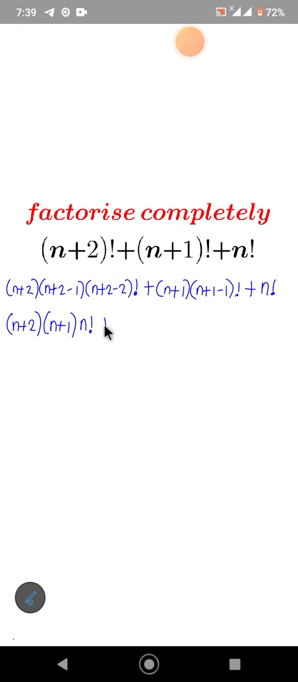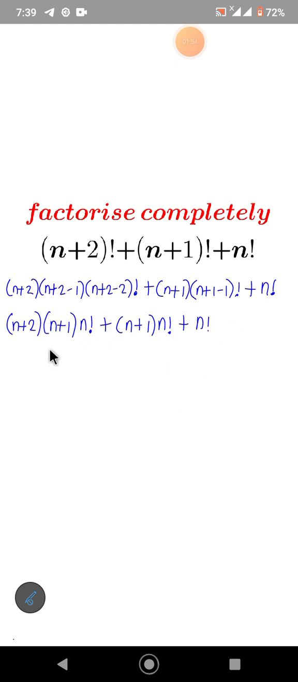Then plus, here will be n plus 1. Then here is 1 minus 1, that's 0. So we are left with n factorial. So we say n factorial plus n factorial. That's this factorial, this last one here.